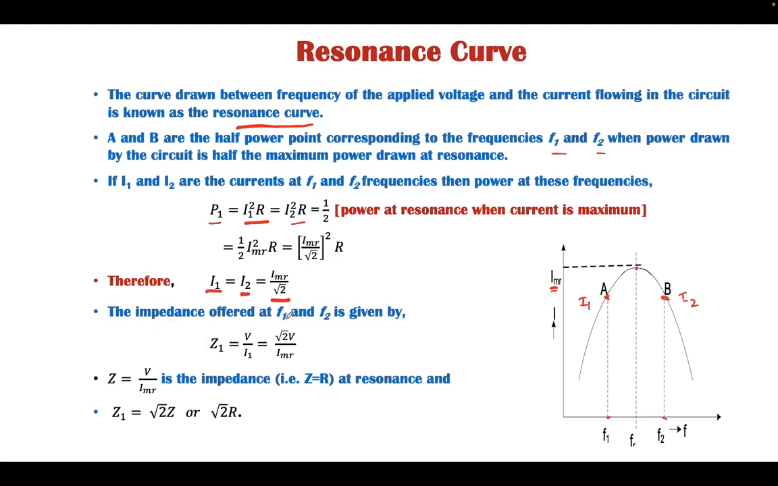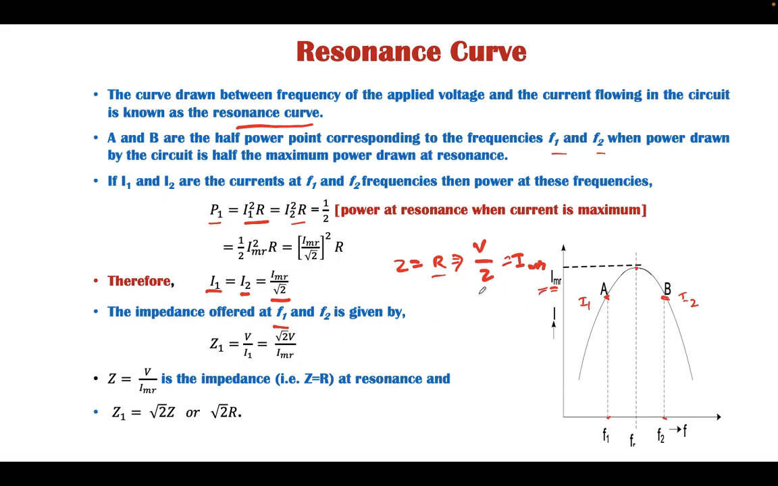Now at F1 and F2 we can find out what the impedance of the circuit is. We know at resonant frequency Z is equal to R, because at resonance XL minus XC is equal to 0, and hence the circuit is purely resistive. In this case we can say V by Z is equal to I, and that I is nothing but IMR, which is the resonance current.